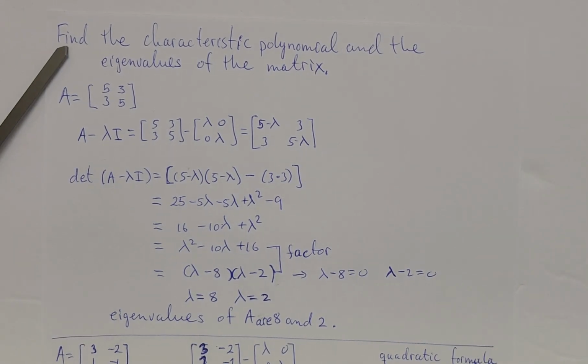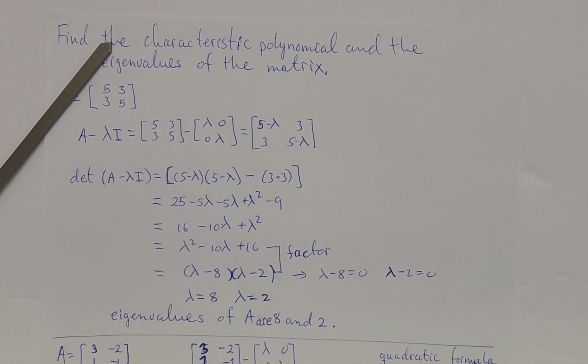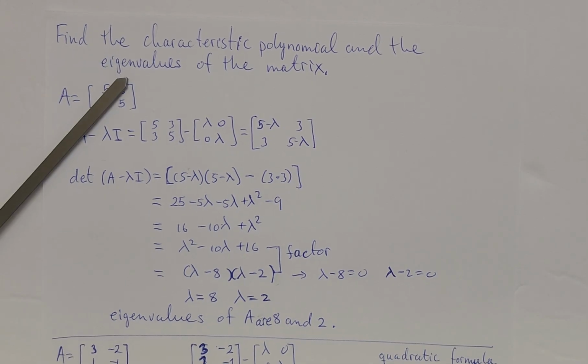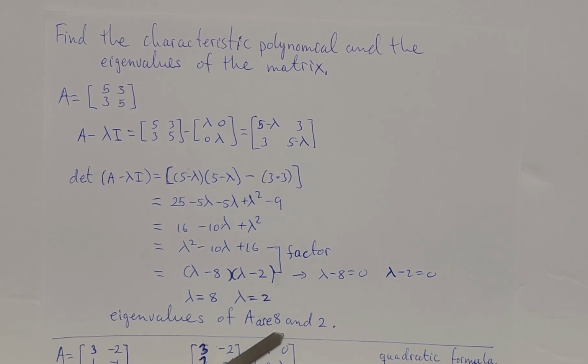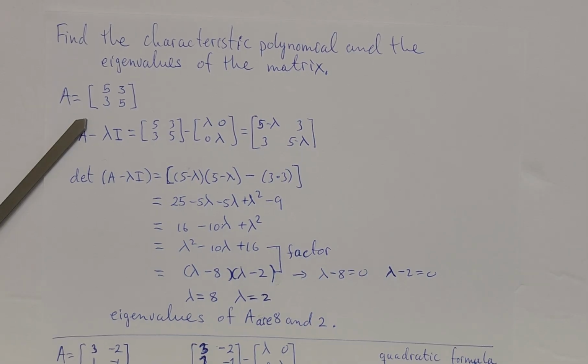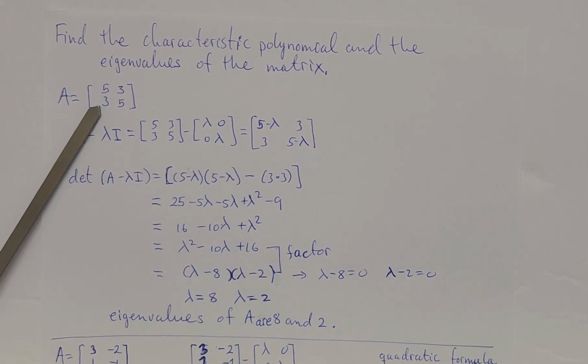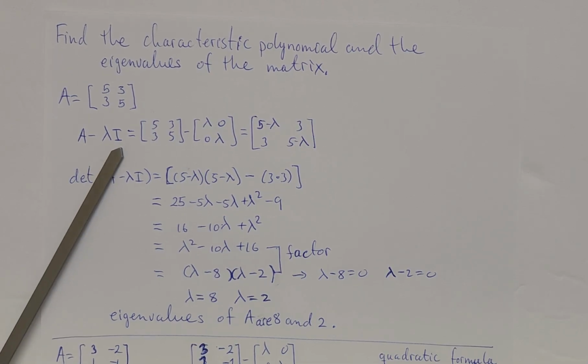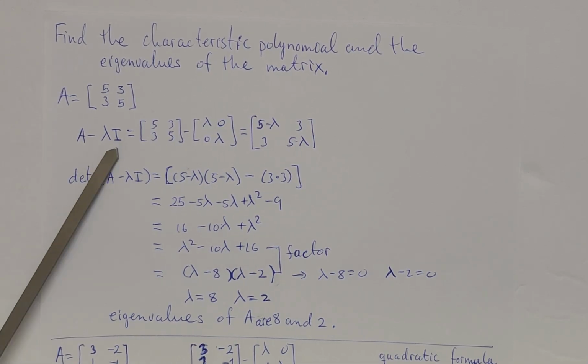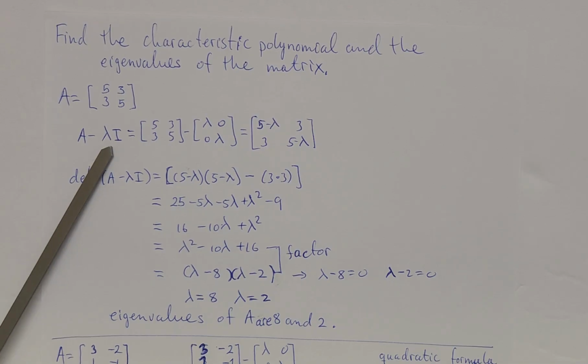This lesson is find the characteristic polynomial and the eigenvalue of the matrix. All it's asking is just find the eigenvalue. That's all it's asking. So here we have a 2 by 2 matrix. Now we're going to take this matrix and subtract lambda times the identity. And if you remember, the identity is just 1 0 0 1.